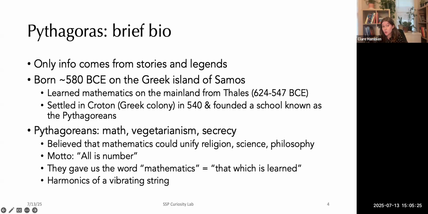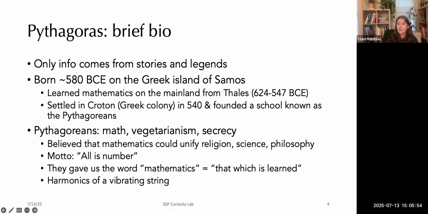They actually gave us the word mathematics. From them, we have the meaning of the word mathematics, which just means that which is learned. And in some ways, the Pythagoreans had this idea that natural phenomena could be explained by uncovering hidden mathematical relationships. One example is in the harmonics of a vibrating string.